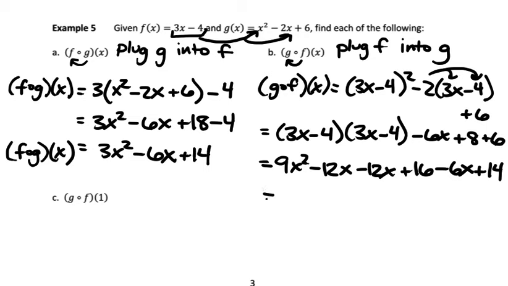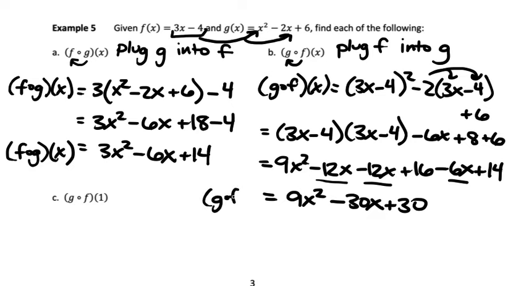And then finally, combining all the like terms gives me 9x squared. I don't have any other x squareds. I have minus 12x, minus 12x, and minus 6x. That's a total of minus 30x. Negative 12 plus negative 12 plus negative 6 is negative 30. And then I have plus 16 and plus 14. That's plus 30. So this is my answer for g of f of x.